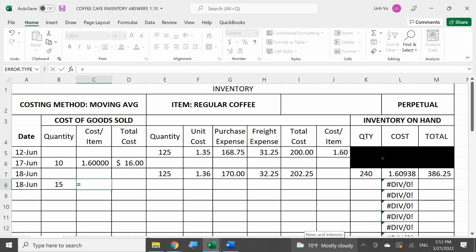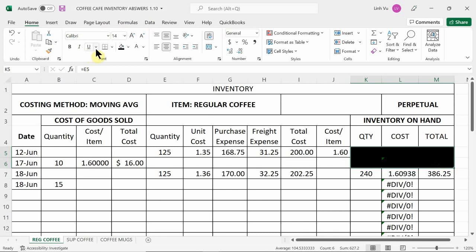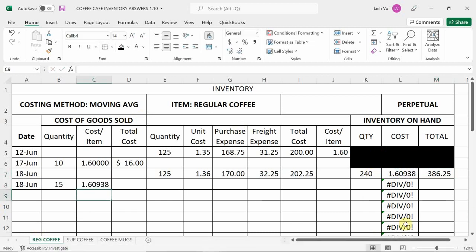Okay. It should be 1.60938, right? Because we had to take our average cost because we're doing moving average, where we took $386.25 and divided by 240, to get our average cost per item to be $1.60938.